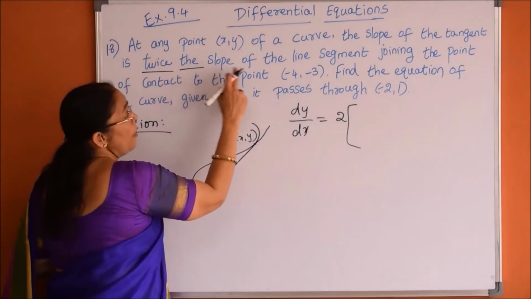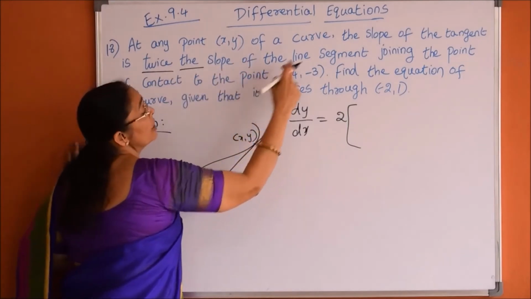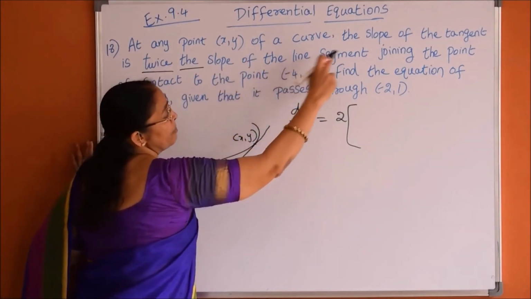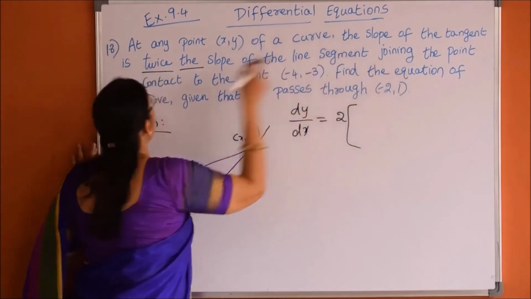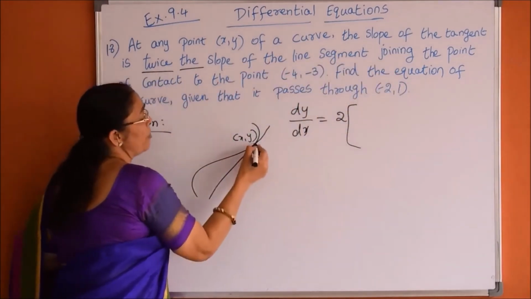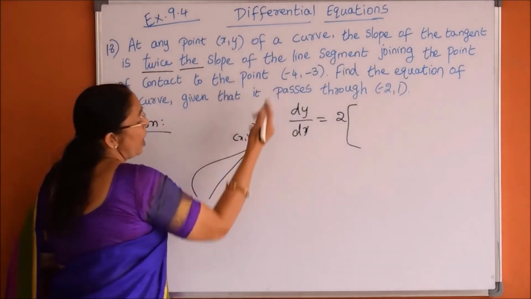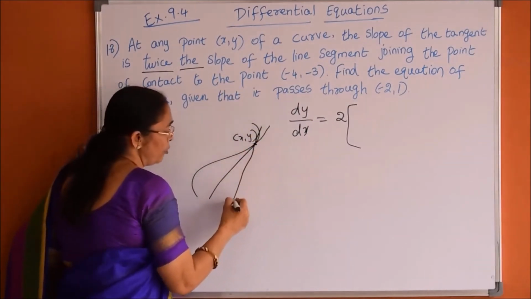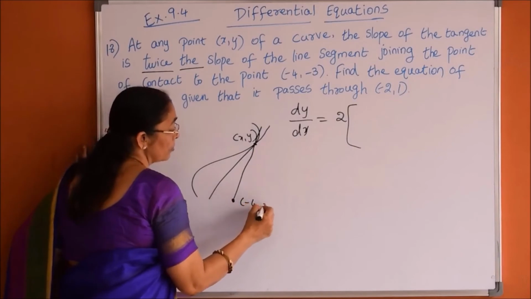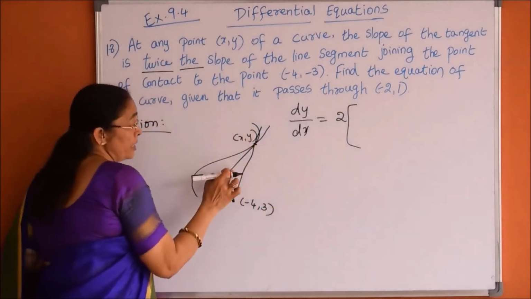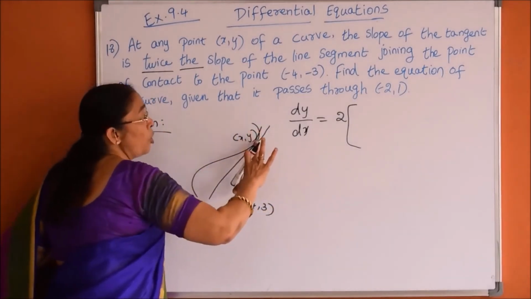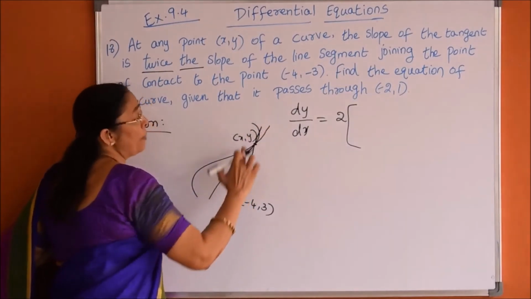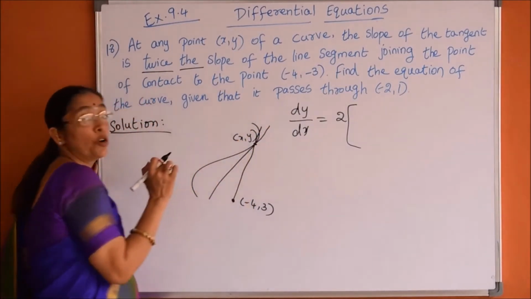Twice the slope of the line segment. How is the line segment? The line segment is joining the point of contact, this is the point of contact, to the point, maybe minus 4, 3 is here. So, this is minus 4, 3 here. The slope of the tangent is twice the slope of the line joining the points x, y and minus 4, 3.